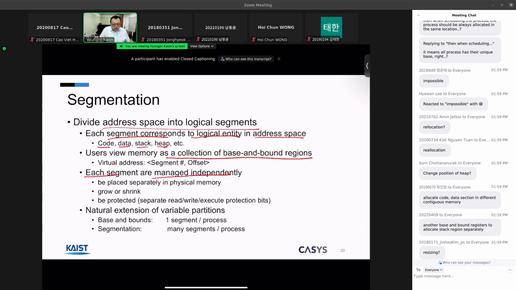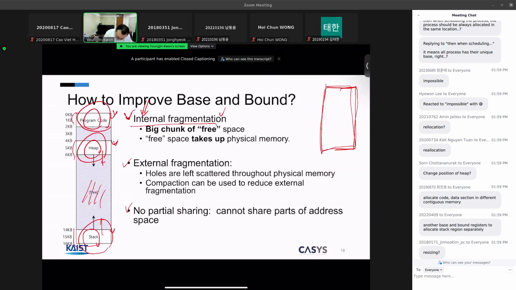So segmentation is a natural extension of variable partition. Base and bound has only a single segment per process. In segmentation, there are many segments, typically four for each process. That reduces internal fragmentation, though it cannot eliminate it completely because of the free space.